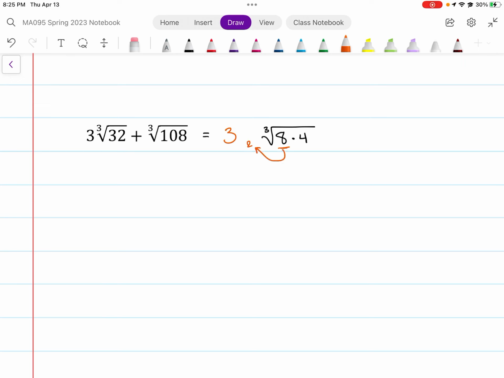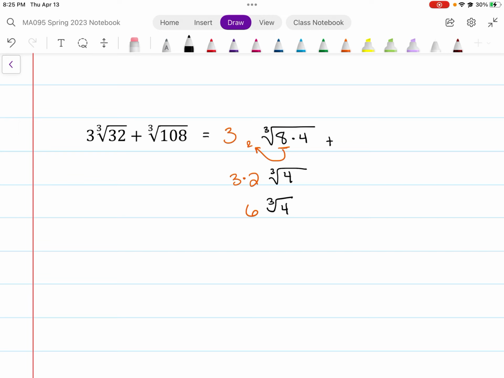Okay, so I'll rewrite it down here. We've got 3 times 2 with a cube root of 4. So that becomes 6 cube root of 4. Now I can't take the cube root of 4. I could take the square root of it, but not the cube root. All right, so I'm just double checking here because I feel like I made a mistake. Nope. Okay.